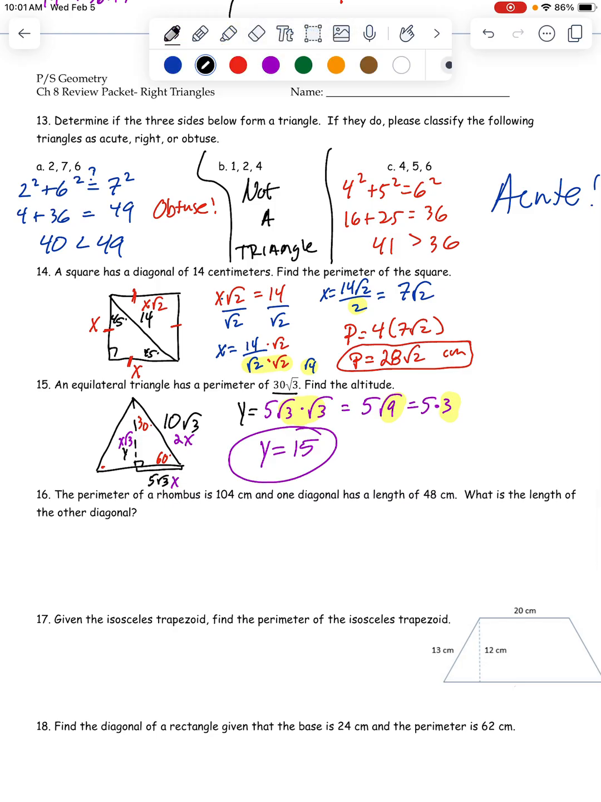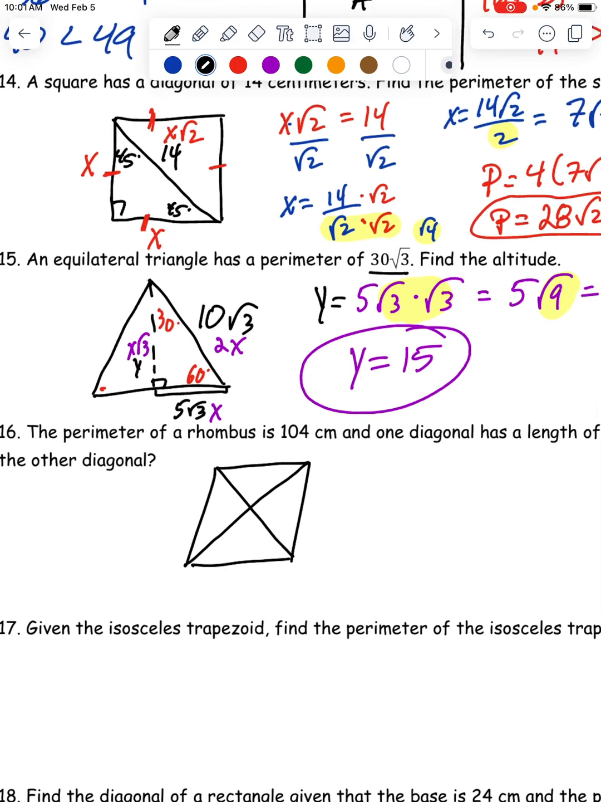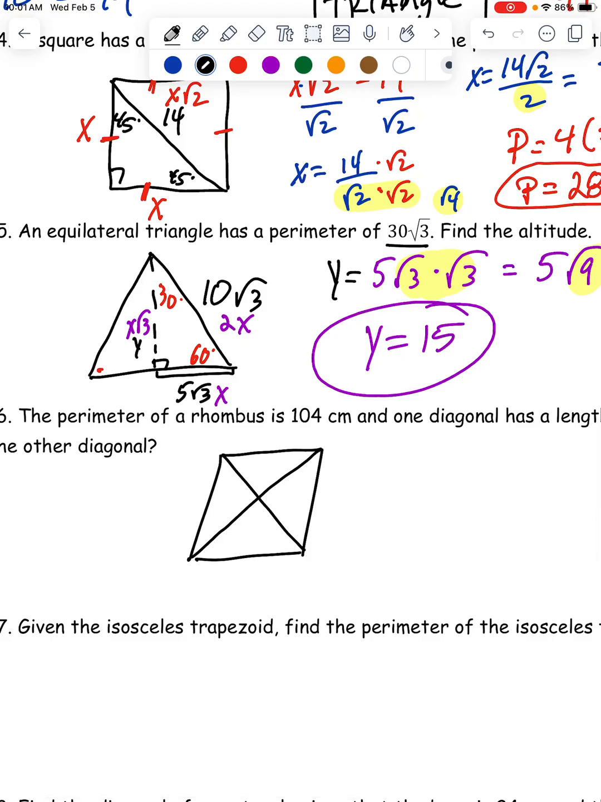Okay, rhombus. Rhombus is a nice shape. It's beautiful. Okay, why is it nice? Because all four sides are the same. If my perimeter is 104, that means every side, I do 104 divided by 4, every side has a length of 26. If one diagonal is 48, well, my diagonals bisect each other.